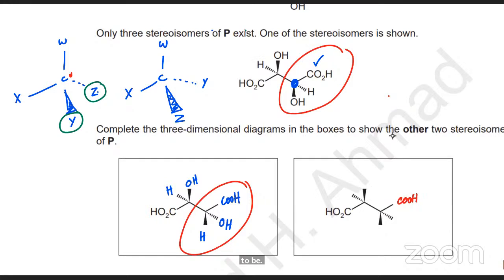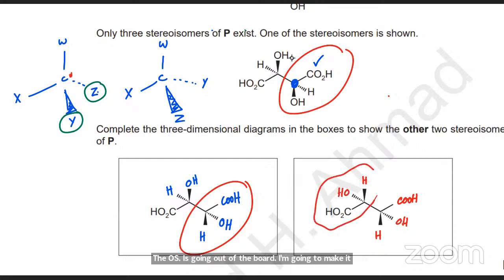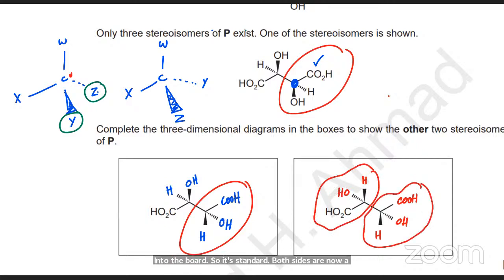Okay, that's your carboxylic acid, OH is over here, H is over here. And now I'm going to mirror the other side as well. Okay, that's also chiral. So H is going into the board, so I'm going to make it go out of the board. The OH is going out of the board, I'm going to make it go into the board. So in this way, both sides are now actually mirrored versions. Okay? Is this clear?